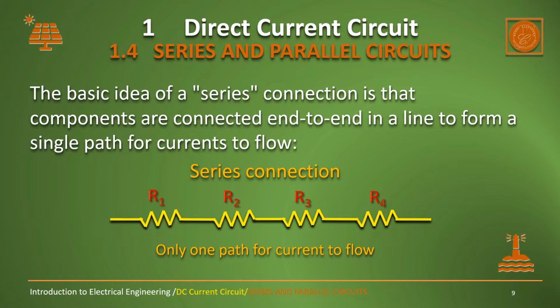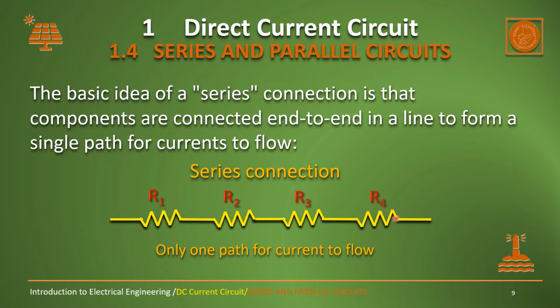Let's go back to the series circuit, also called a series connection. The basic idea of a series connection is that components are connected end to end in a line to form a single path for current to flow. Like this is a resistor, and this end is connected to another point. And this end is connected to the first end of R2. The second end of R2 is connected to the first end of R3. The same thing, the second end of R3 is connected to the first end of R4.